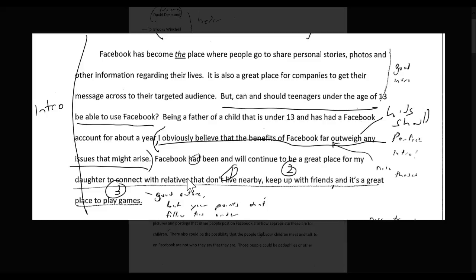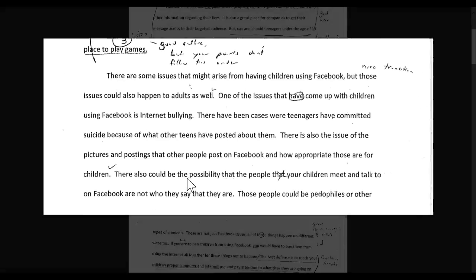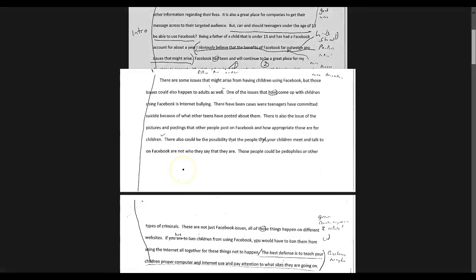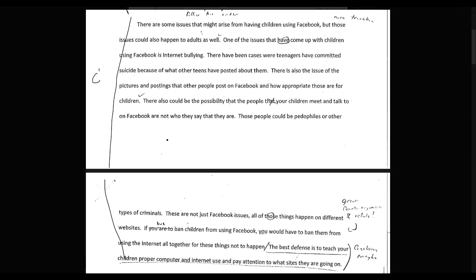From there, he moves into his counter-argument paragraph, which basically goes from here to here. Counterargument. So let's see how he does that. So his thesis is kids should be allowed to have Facebook accounts, and he says, there are some issues that might arise from children having Facebook, but those issues could happen to adults as well.